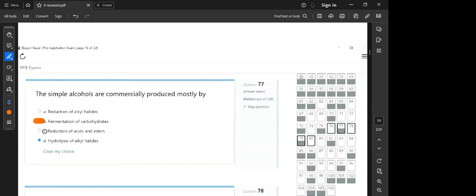Here we're talking about commercial production. I think this is a combination of chemistry and some pharmacognosy. Because I don't know about reduction of alkyl halides, also hydrolysis of alkyl halides, reduction of acids and esters. So for commercial production, I'd also go with fermentation of carbohydrates.